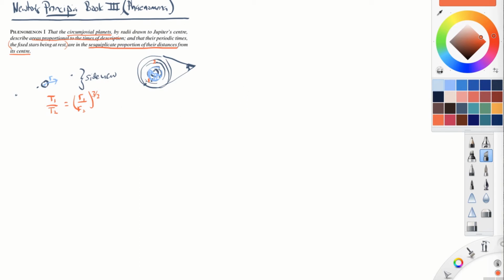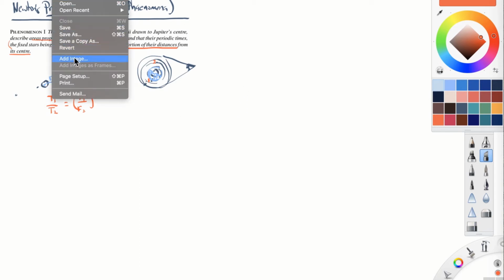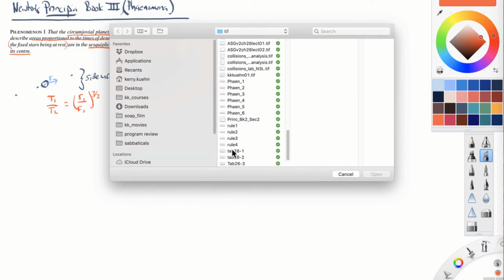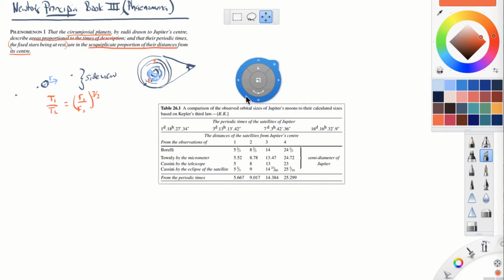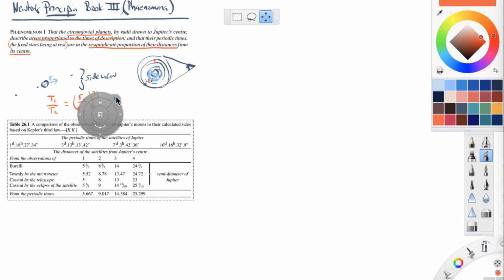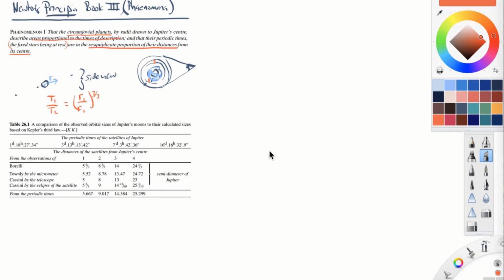Okay, let's look at the data table. So I'm going to add an image here, and we'll look at a particular data table. This is table 26.1. This is the data table that he presents as evidence of this. Okay, so table 26.1, this is a comparison. This is, by the way, from chapter 26 of a student's guide through the great physics texts. This is data that had been collected up to this point. A comparison of the observed orbital sizes of Jupiter's moon to the calculated sizes based on Kepler's third law.